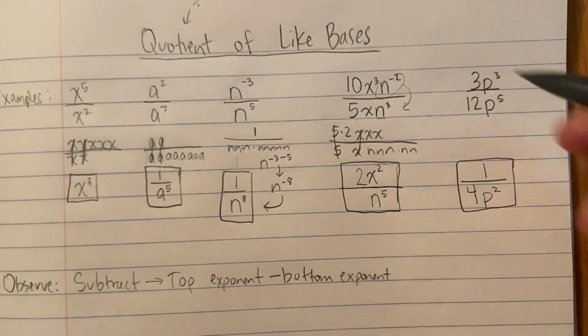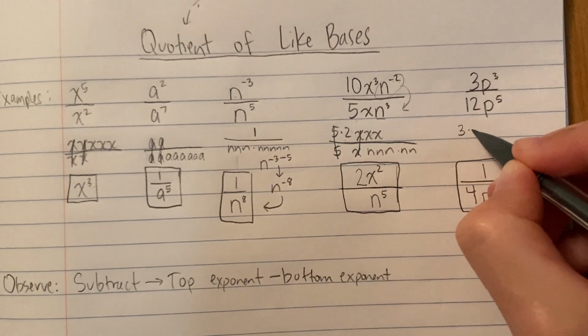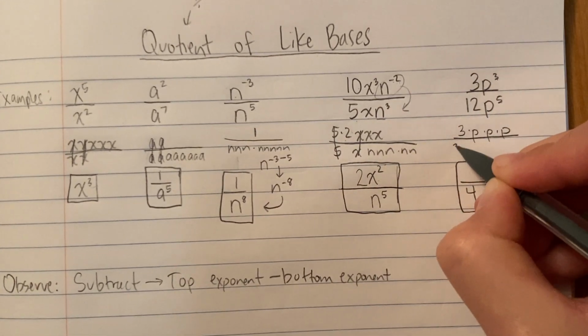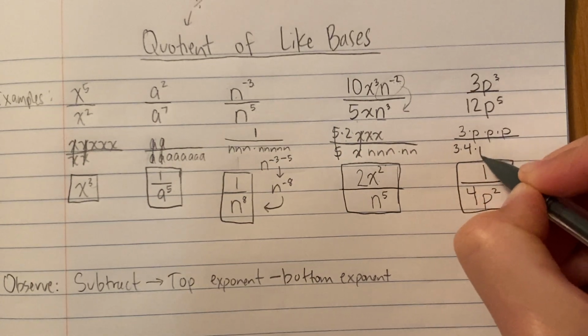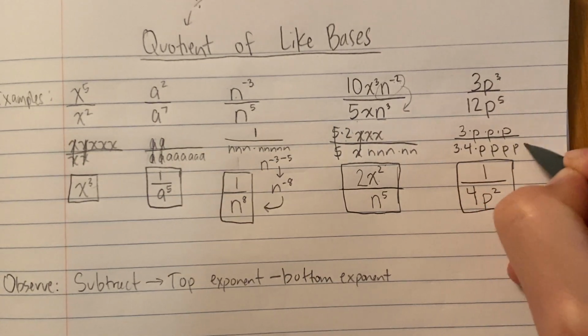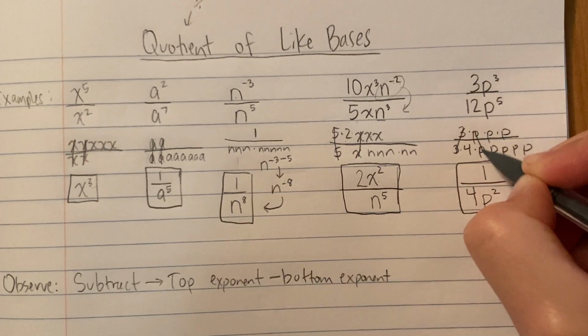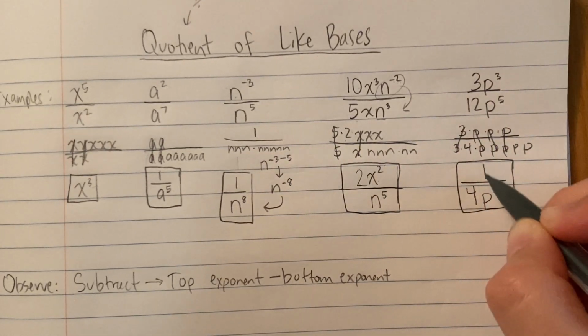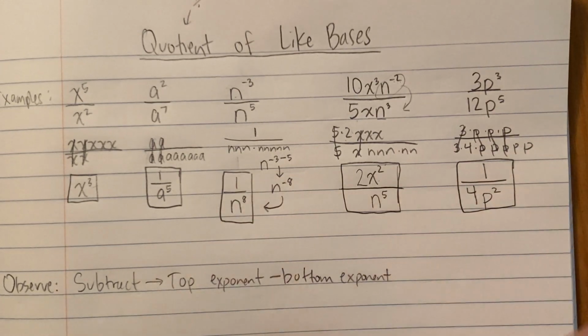And then here's kind of the longer way to write it out and see it. This is this. This 12 is the same as 3 times 4, and then 5 p's. So what happens? The 3 cancels, 3 p's cancel, and I'm left with nothing on the top, so there's my 1, my placeholder, and 4p squared on the bottom.